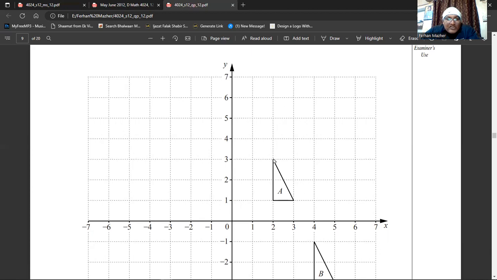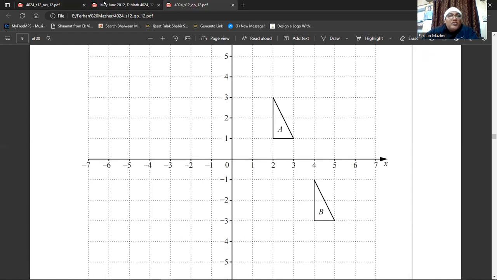Measure the distance of this point from the center of enlargement, and then multiply it by 3 because the scale factor is 3. Then from here, count along this line where that distance is completed, and put a dot. In the same way, measure this distance, multiply it by 3, and put a dot on the same line. Do the same for the third vertex.